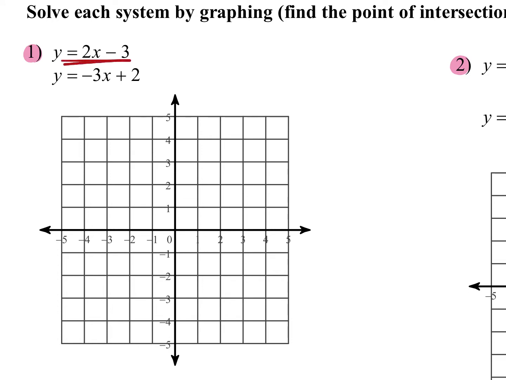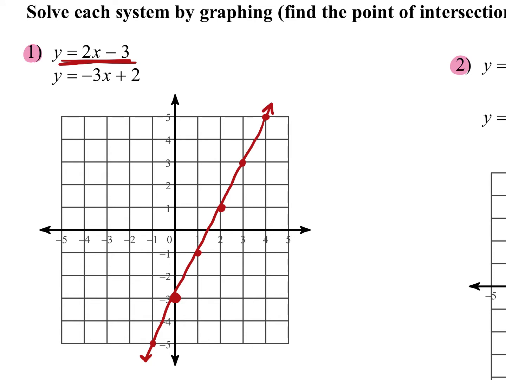We're going to graph the first equation, y is equal to 2x minus 3. Our y-intercept is 0, negative 3, so we're going to put our first point at 0, negative 3. From there, our slope is 2, so we're going to go up 2 to the right 1. We're going to do this throughout the entire coordinate plane, so that we have a line that goes through all of these points. And when we go to graph our next line, we will have a specific point where these two lines intersect.